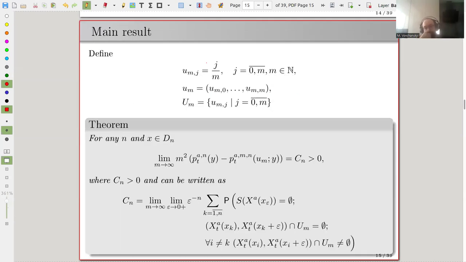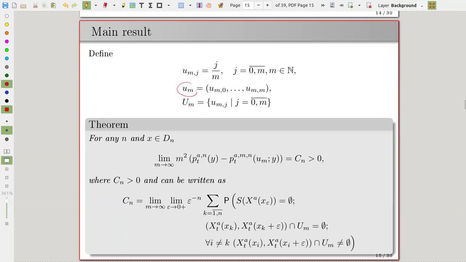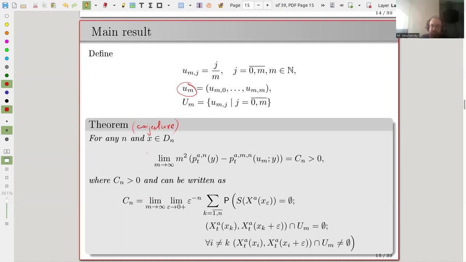So the result I want to discuss today goes as follows. We define the uniform partition of the unit interval. We define a vector of these starting points and define the set of such points. And then we expect, I still lack one argument here, unfortunately, but I will discuss it in detail. We have the full analog of the result of the previous case, when there is no drift.